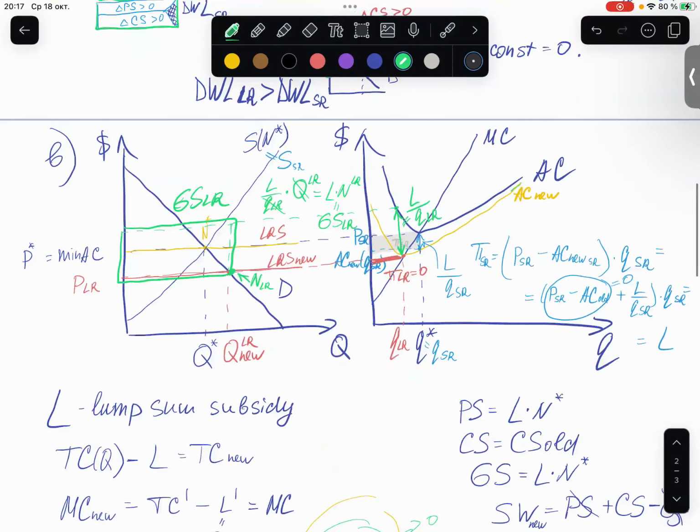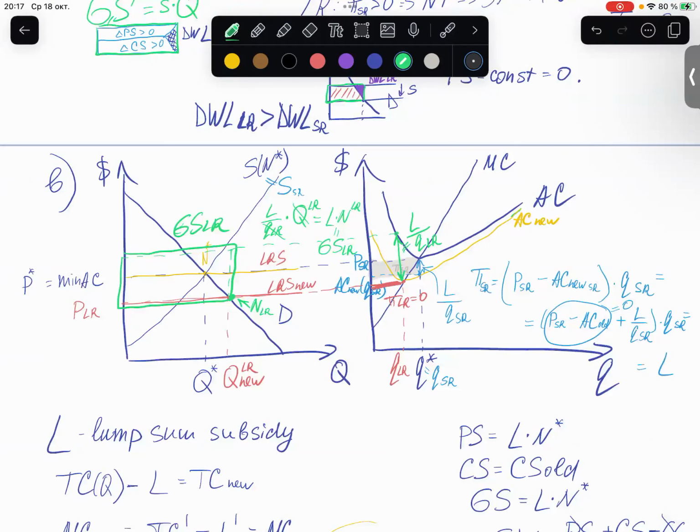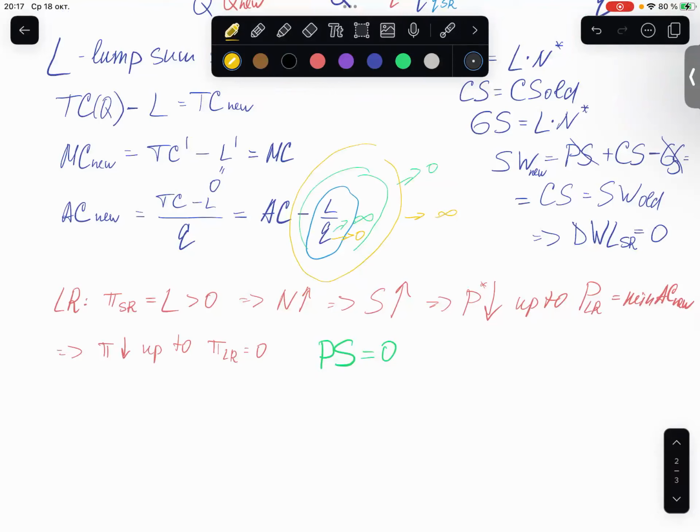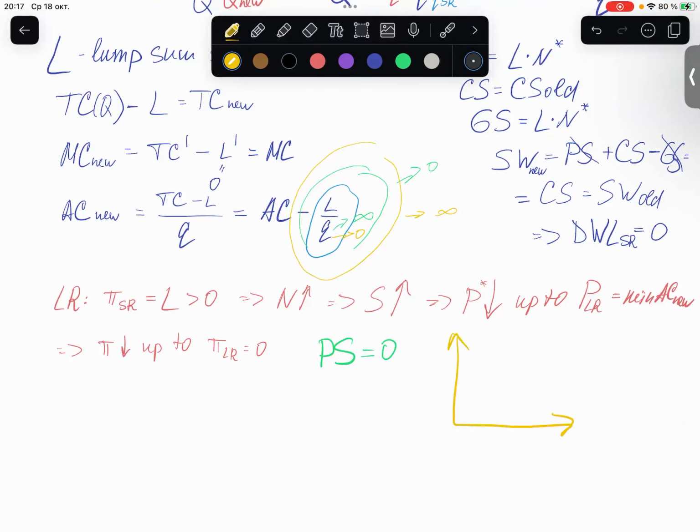Consumer surplus increases. Consumer surplus increases by how much? Now the price is lower, they buy more. So I will show here. So if this is the demand, yes, before price was like this, now price is like this. P before, now P in the long run. So this is the increase in the consumer surplus.